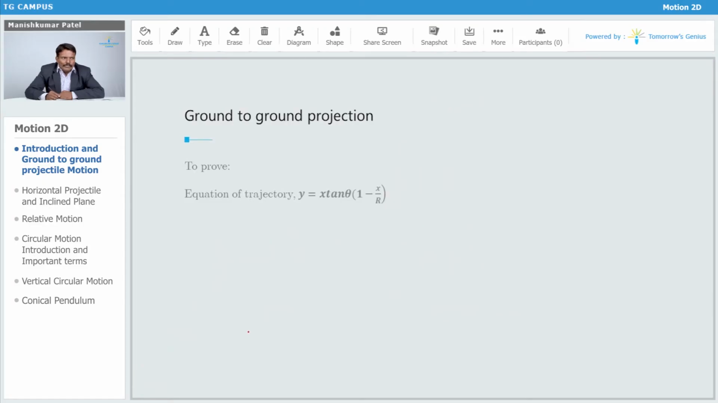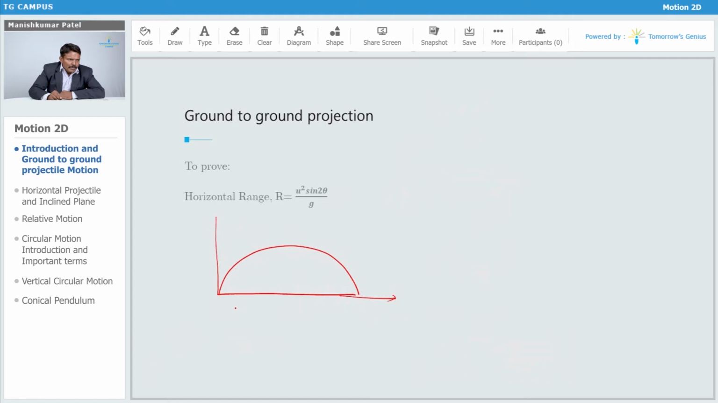Now similarly, we can calculate the equation for the trajectory also, or we can calculate the range. Now let's see how to calculate the range. Obviously the range is the maximum horizontal distance, so this is nothing but the range which we have to calculate.